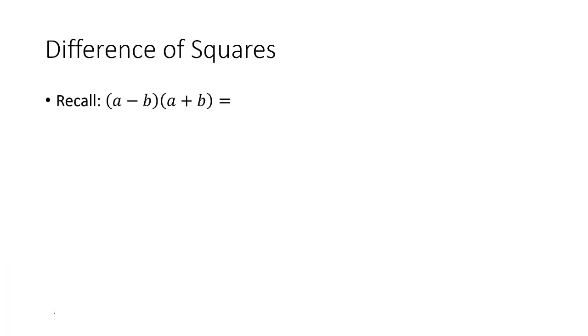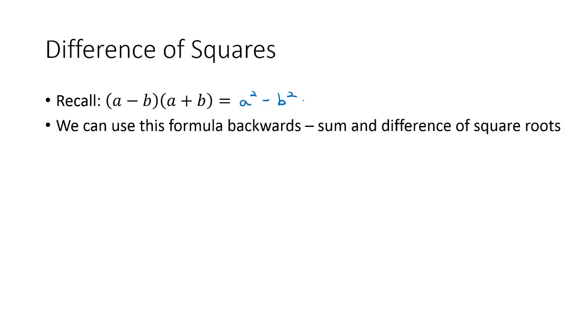You may recall the formula a minus b times a plus b. We had a shortcut to multiply that out. It was the square of the first minus the square of the second. Well, we can use this formula in reverse and take the sum and difference of the square roots. So if I see these two terms subtracted and I can take the square root of both, then it's going to be a minus b times a plus b. Or we add and subtract the square roots.